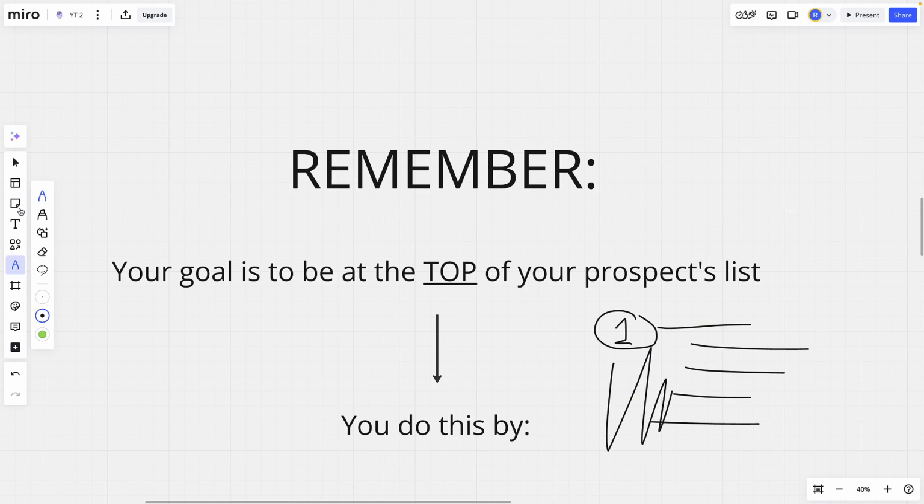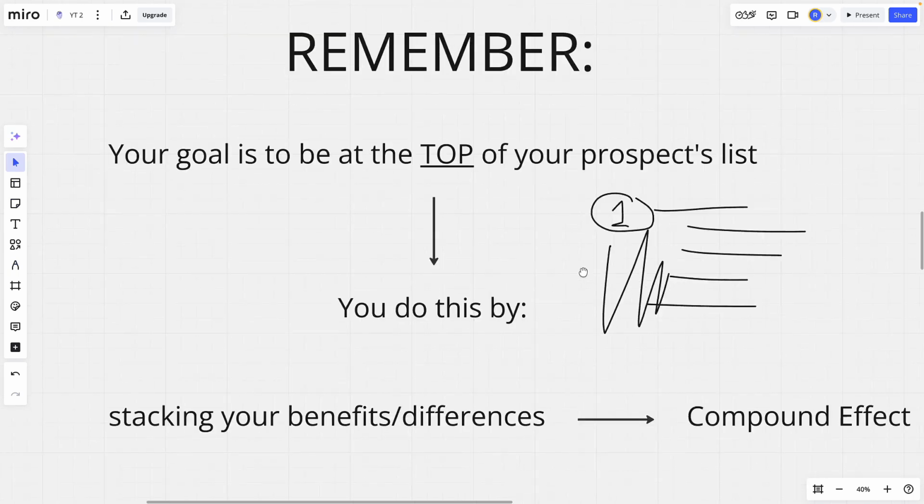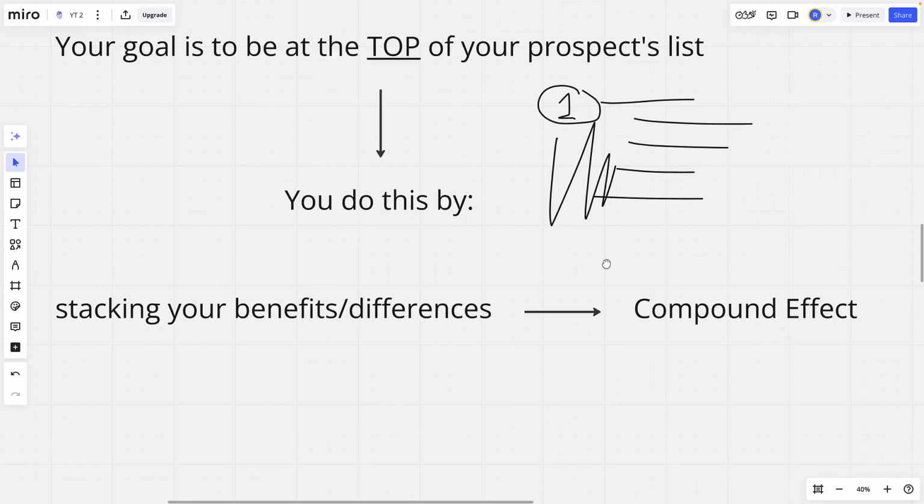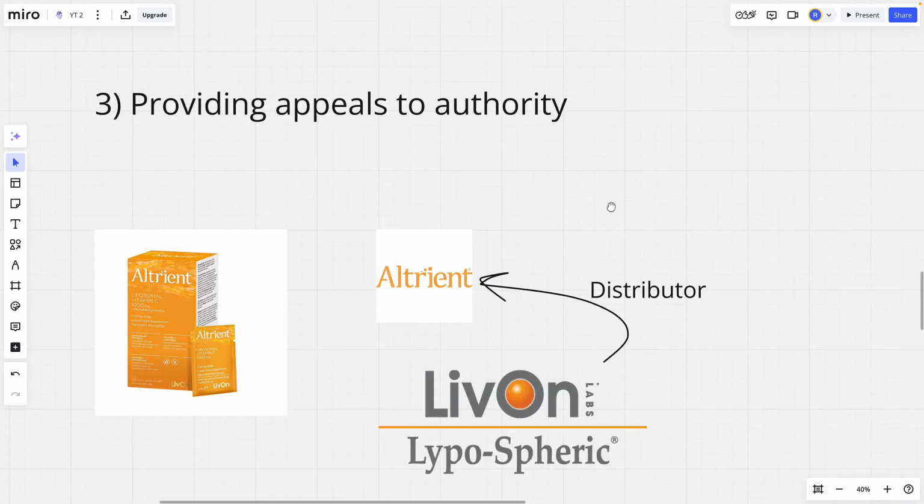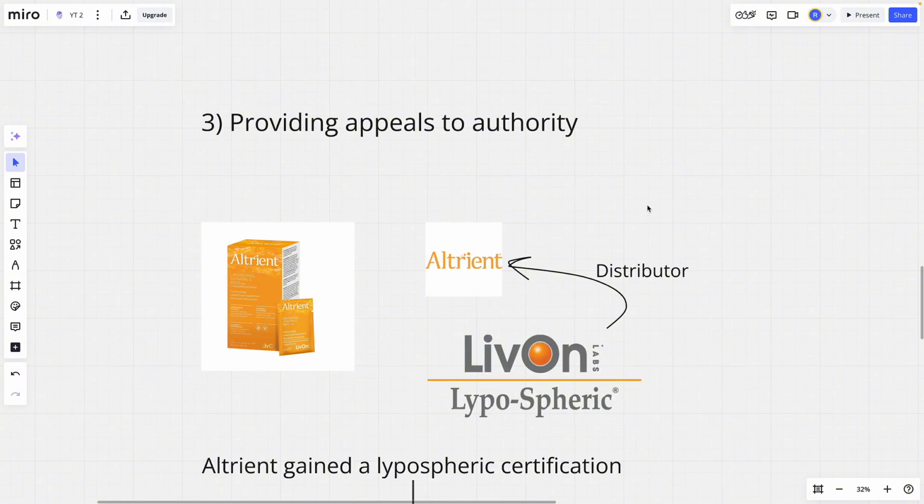So, with that being said, how would you do that? You can do that by, as I did above, stacking your benefits against differences, and doing this consistently, showing how you're different from everyone else, whether that's ingredients, your certification, stuff like that, and doing that consistently with your content, with your ads, eventually leads with a compound effect to actual results. Now, thirdly, is providing an appeal to authority.